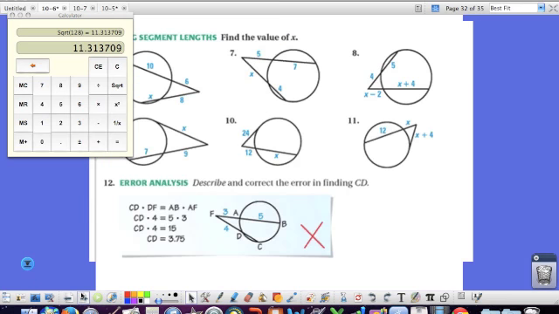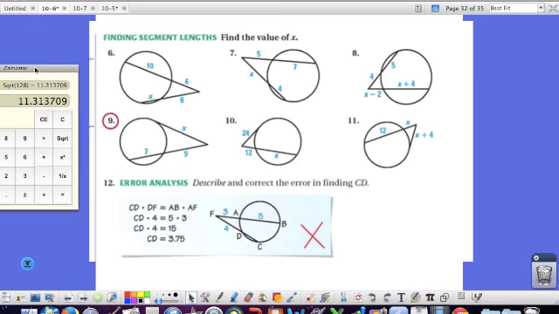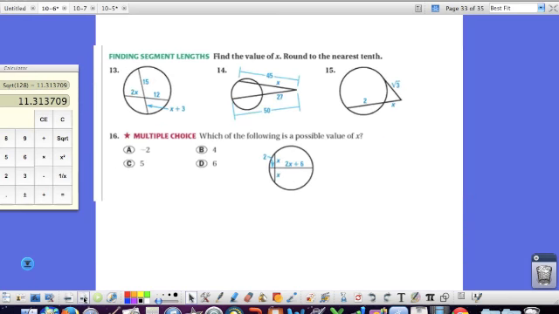And then here you guys go. Here are the problems for your homework.